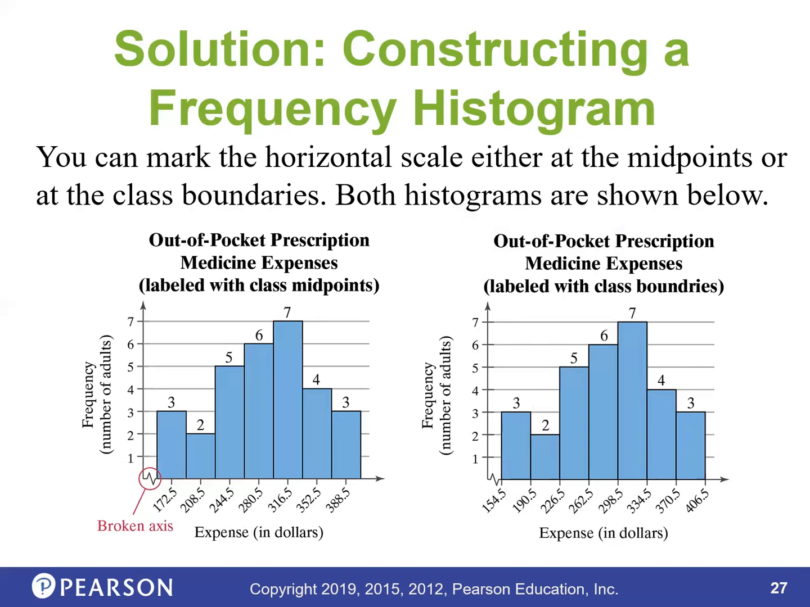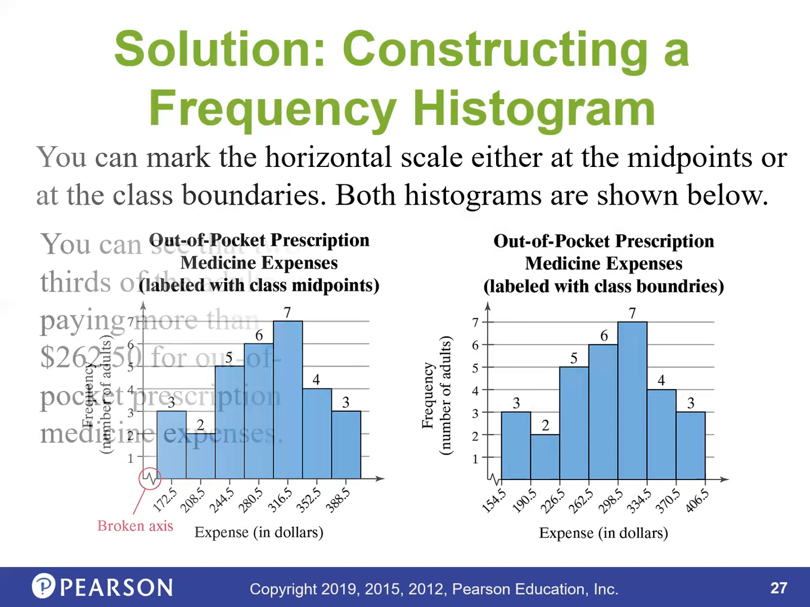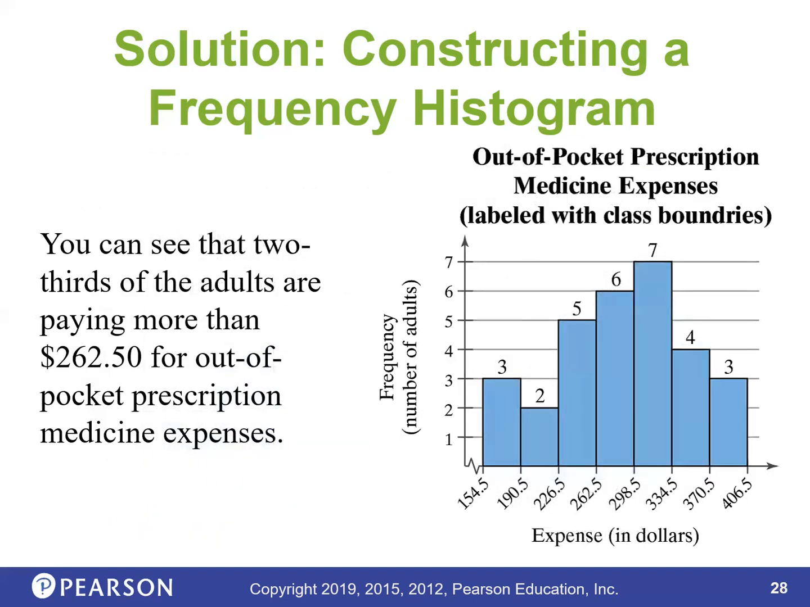Yeah, okay. If you go from 0 all the way to 172.5, that's going to be a lot of empty space, right? There's no need for that, especially since we don't have any data that goes all the way down to 0. All the data is really mixed in between 155 and 406, so no need to have all that extra space. So that little broken axis. There it is, just kind of zoomed in a little bit more.